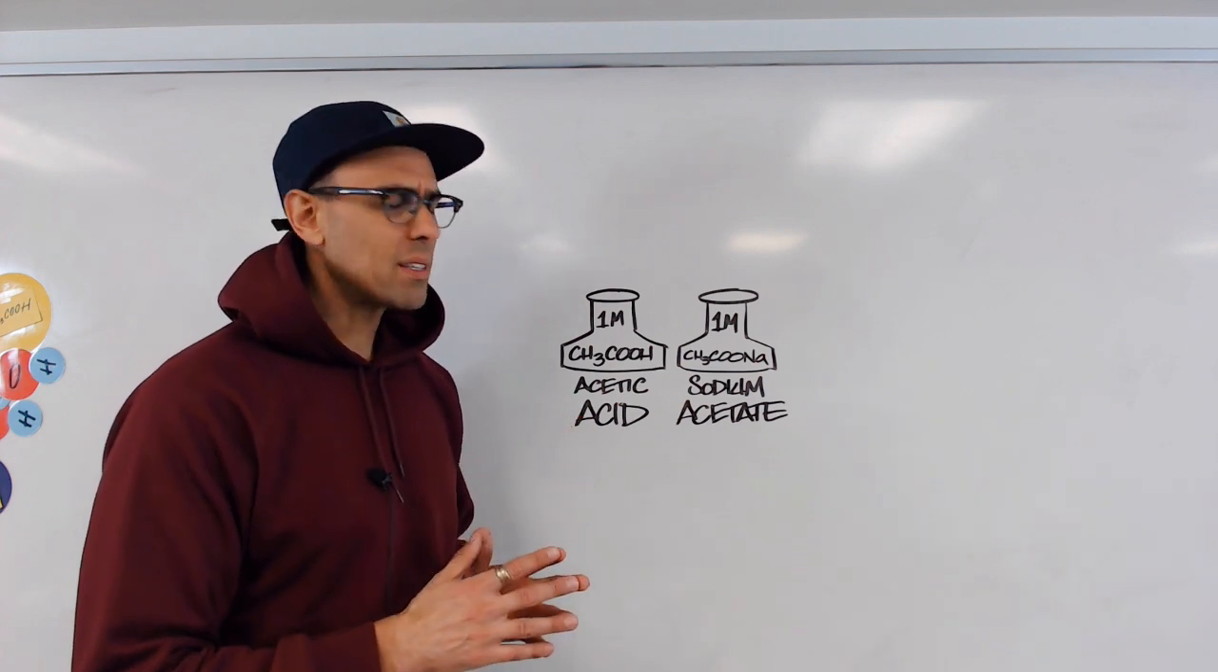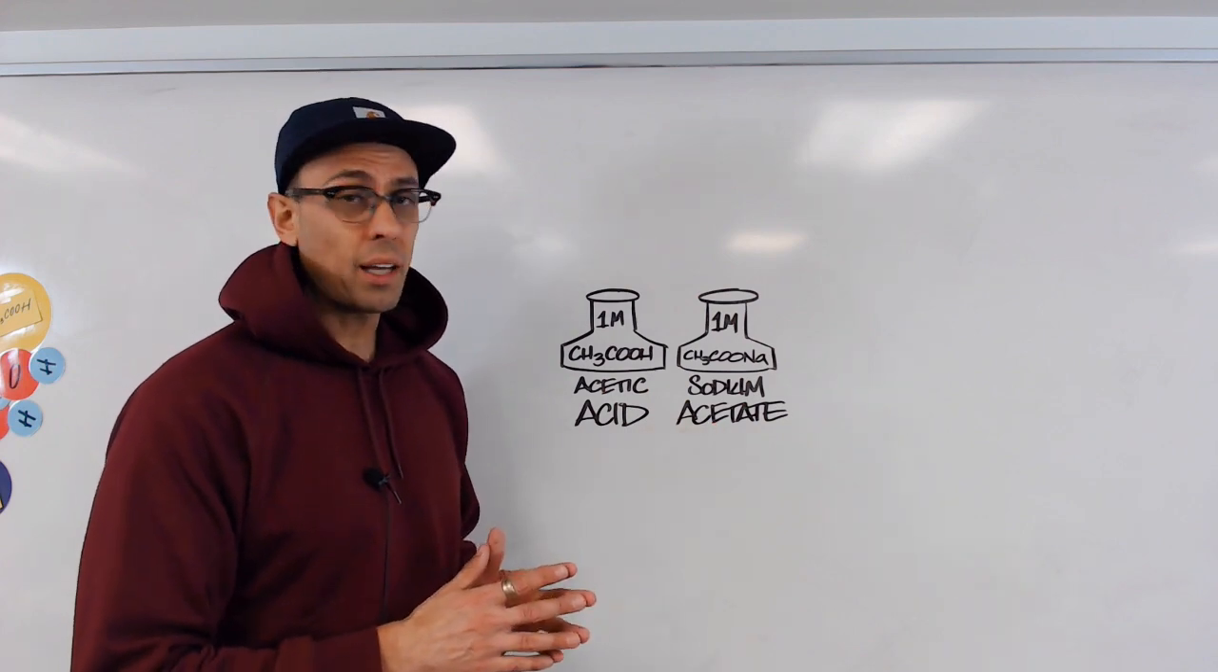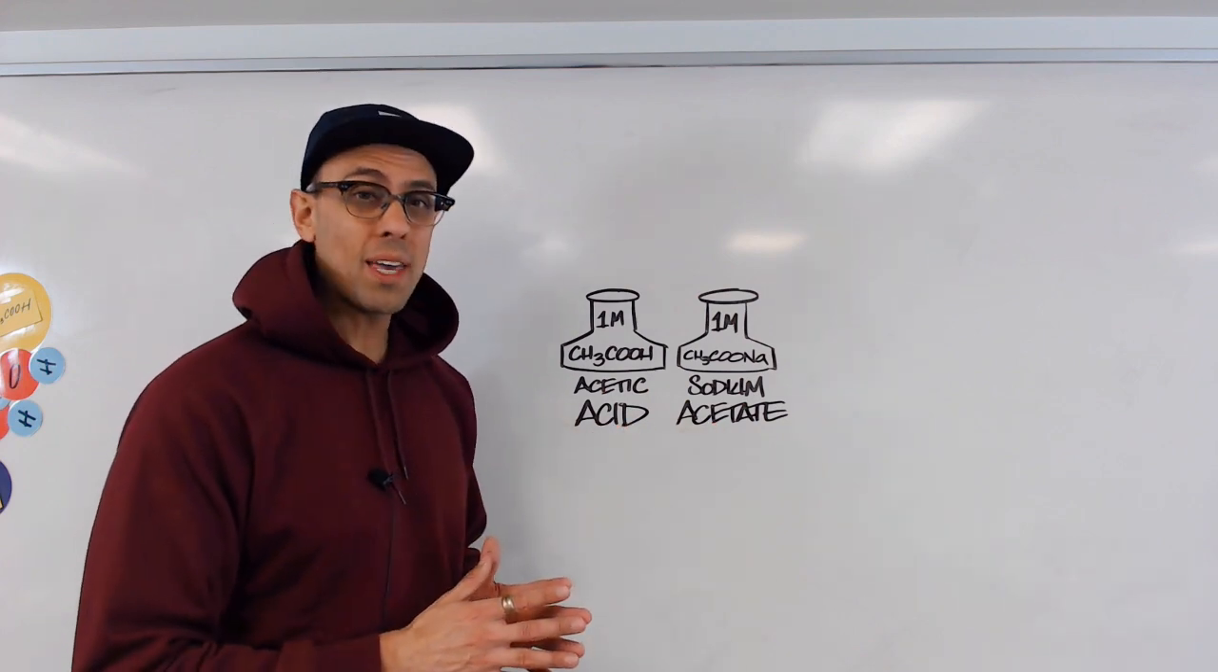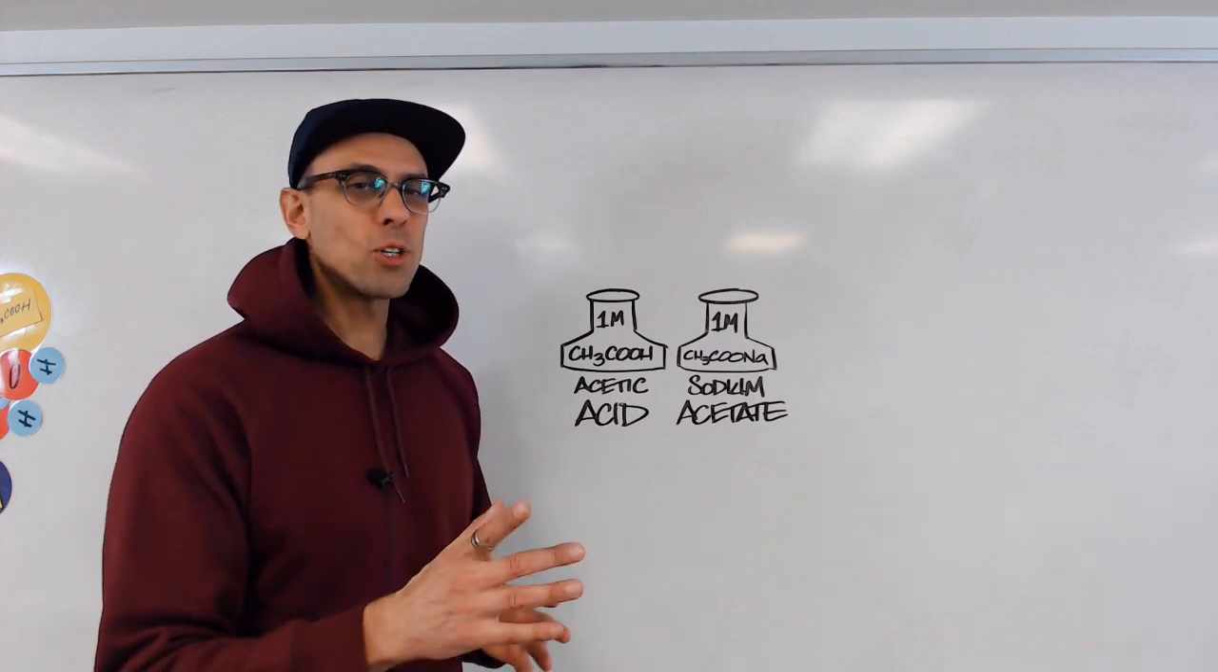But what happens if you go into the chemical cabinet and you don't have sodium acetate? In other words, all you have is your weak acid. How are you going to make a buffer with just a weak acid? I'm going to show you how.